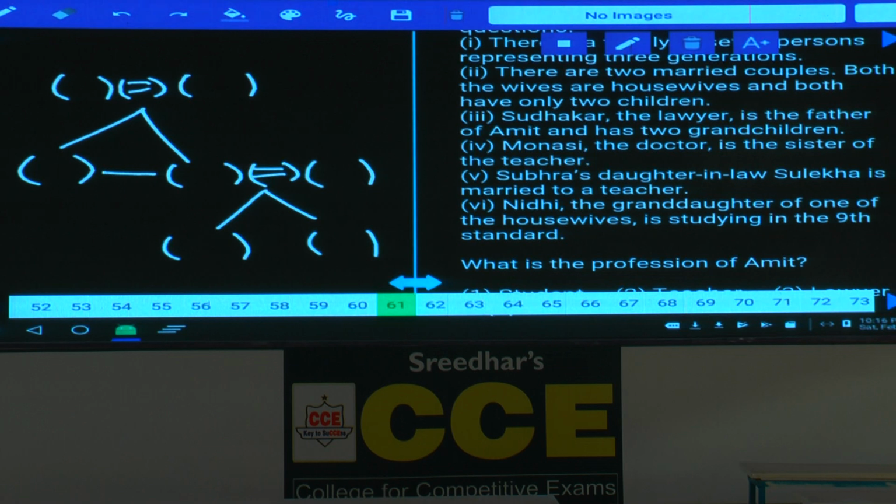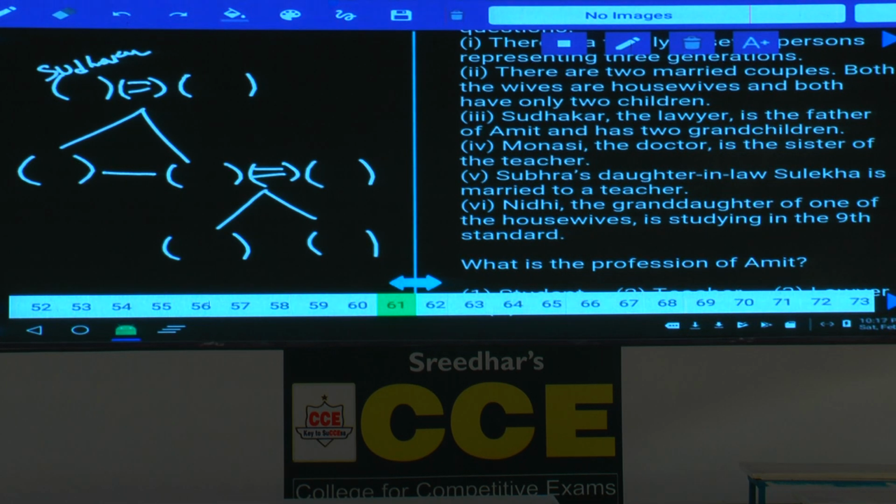Amit, and has 2 grandchildren. Now who is having grandchildren? Sudhakar, isn't it? As Sudhakar the lawyer is the father of Amit and has 2 grandchildren. That means where should this Sudhakar be? Sudhakar must be in the first generation, isn't it? Now this must be Sudhakar. Are you following or not?